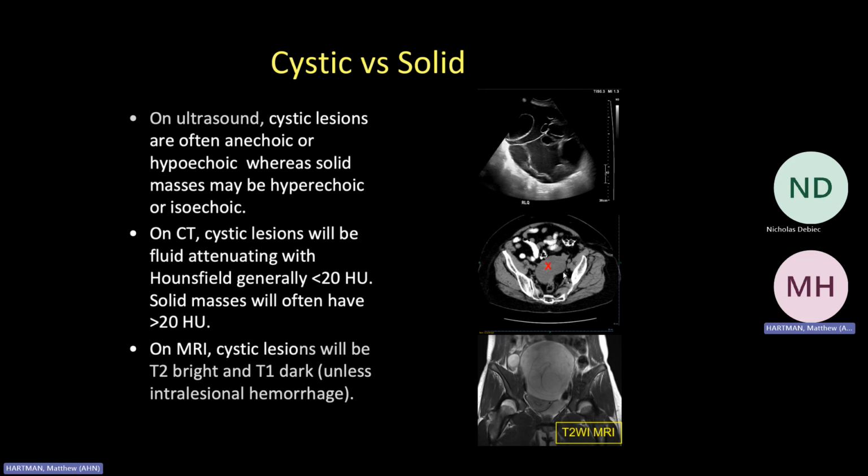On CT, remember, water is 0 Hounsfield units, less than 20, so this is cystic. And on MRI, cystic lesions will be T2 bright. This is T2. It's pretty bright. Not a simple cyst. We got some septations in here. So again, is it a simple cyst or cystic? Go.